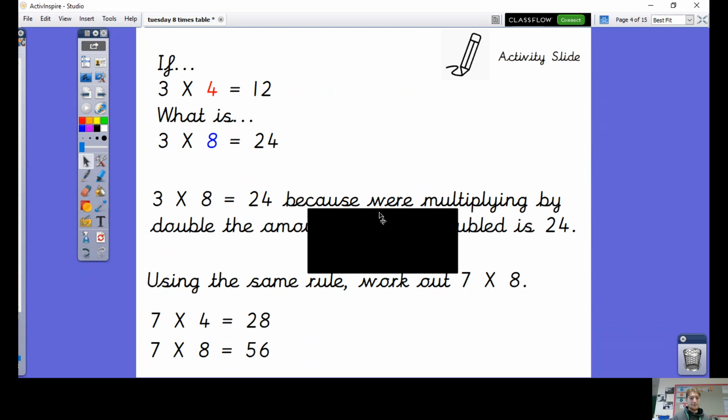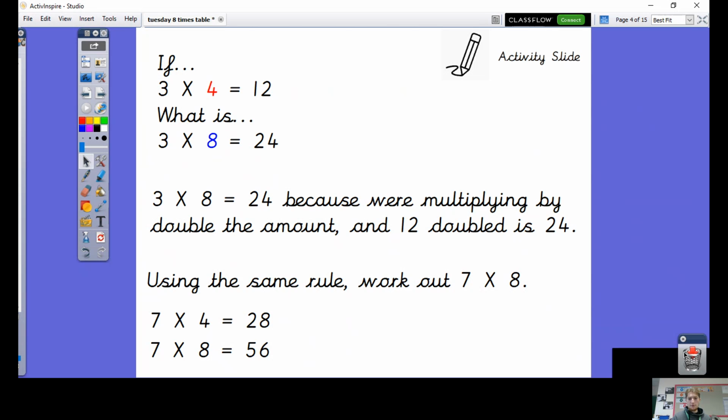Okay, right, let's go through the answers quickly. So using the same rule, work out 7 times 8. I know 7 times 4 is 28. And I could, without even having to write the number sentence here, double 28, which will give me 56. But I've written the number sentence out as well. So 7 times 4 equals 28. 7 times 8 equals 56. Because they're just the answers, but doubled.